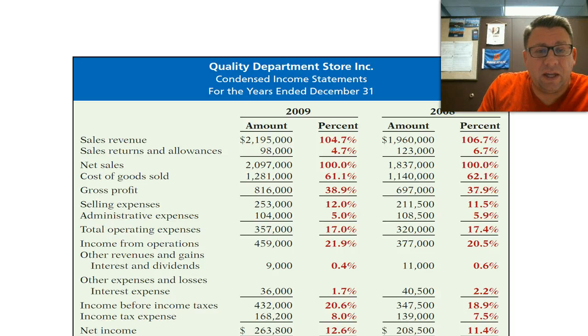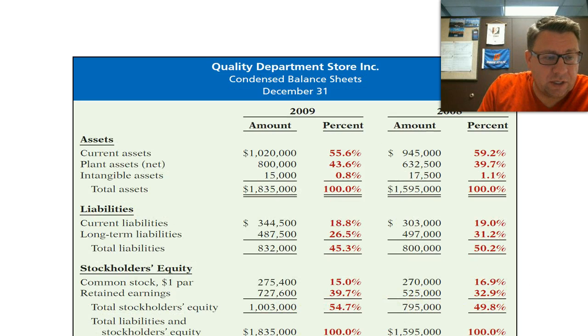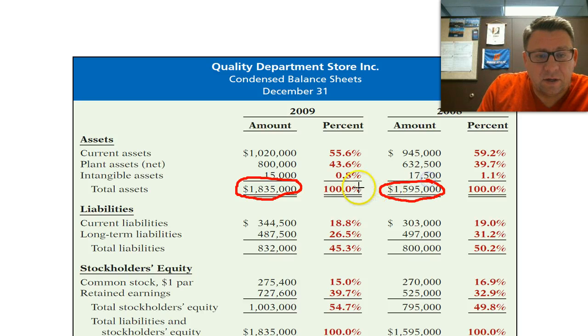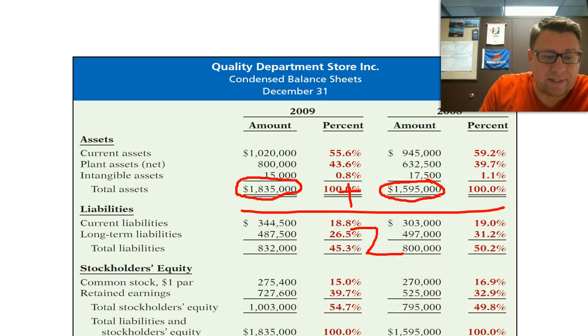All right, so let's look at the income statement. And what we're looking for here is net income for the shareholders and interest expense for the creditors. And our balance sheet. Total assets for this year plus total assets of last year divided by 2 gives us average total assets.